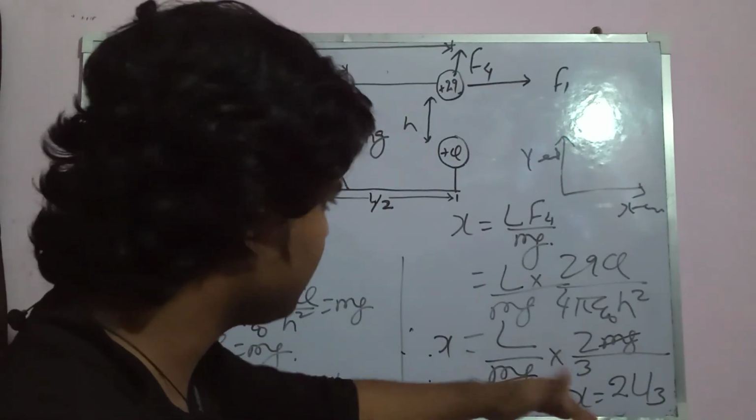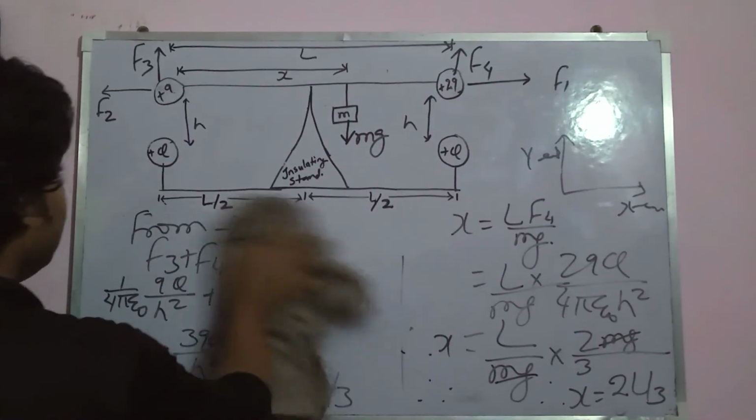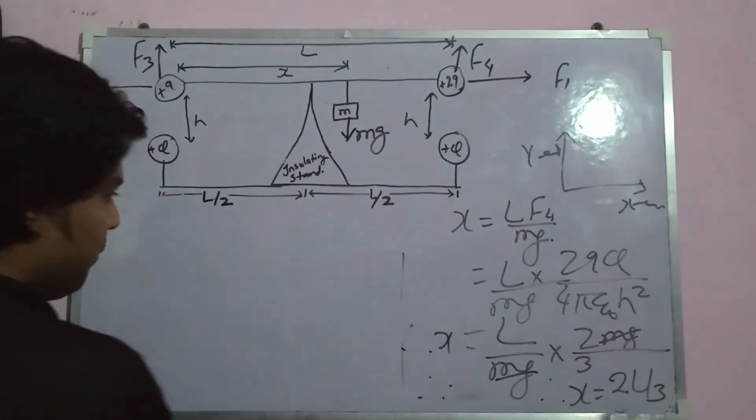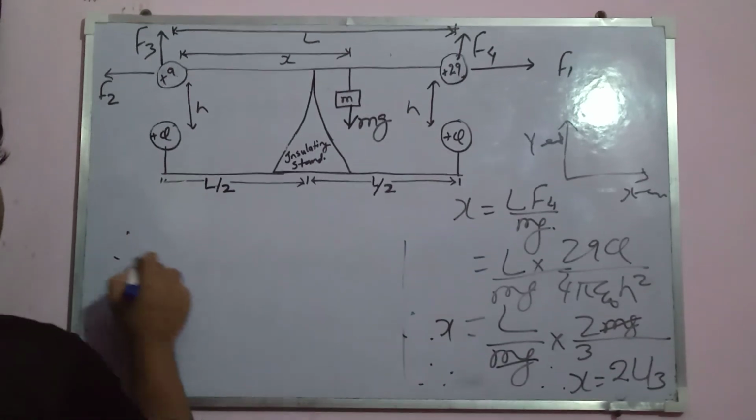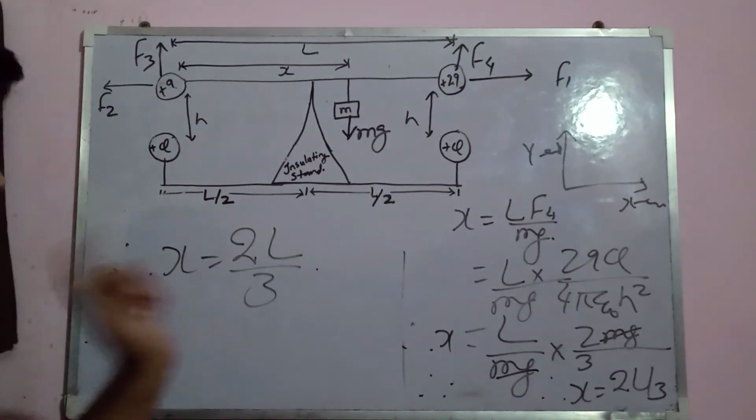Our question has been solved. What do we get here? Finally, x is equals to 2L by 3. So, x is equals to 2L by 3. This is our solution.